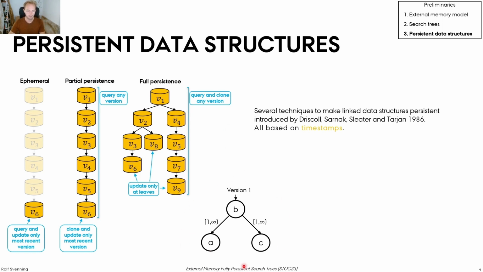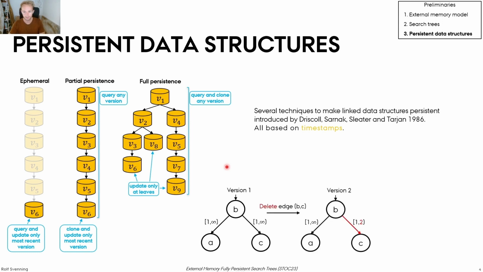So here we have an example of a linked data structure, for example, let's say of a search tree, and we can see on this edge and on this edge we have these timestamps here. And what the timestamps do is they indicate that this edge should be considered from version 1 and forward, modeled by infinity here.